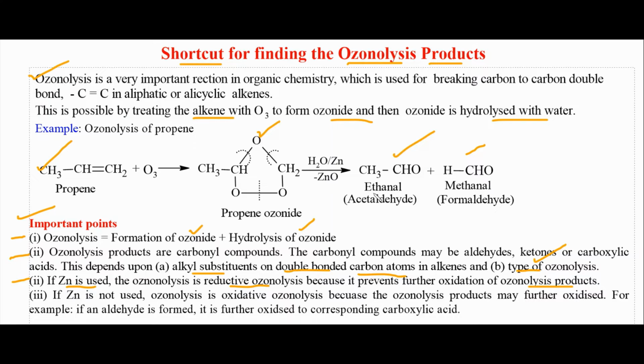So if zinc is used, it is known as reductive ozonolysis because it prevents further oxidation of the ozonolysis products. If zinc is absent, the aldehyde formed in the ozonolysis reaction may further oxidize to the corresponding carboxylic acids. Such type of ozonolysis is known as oxidative ozonolysis, right?